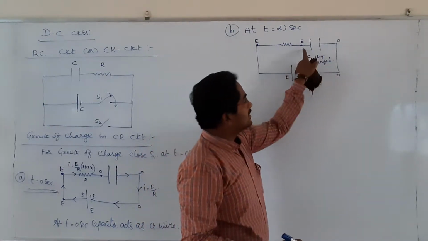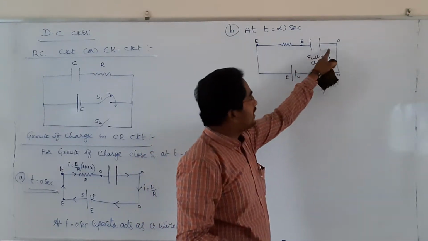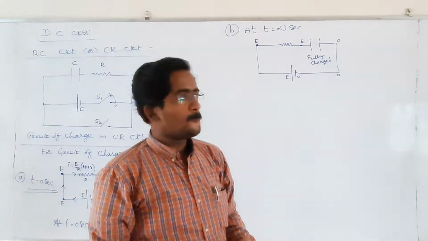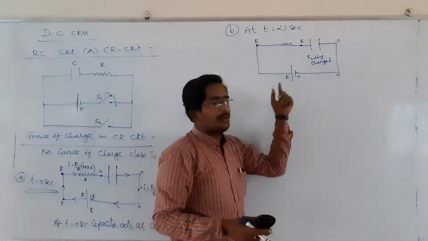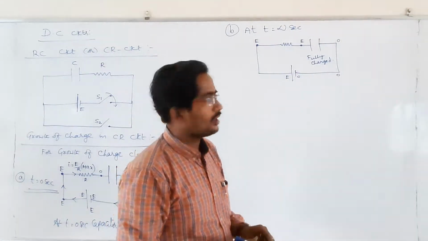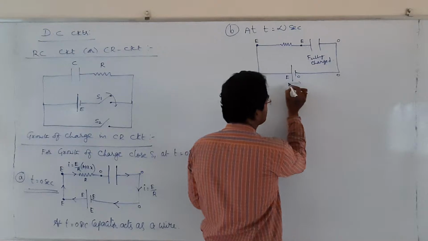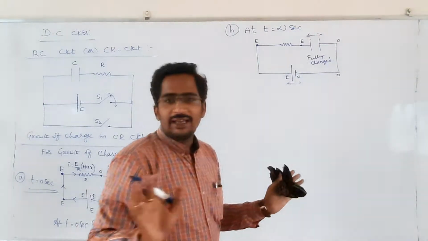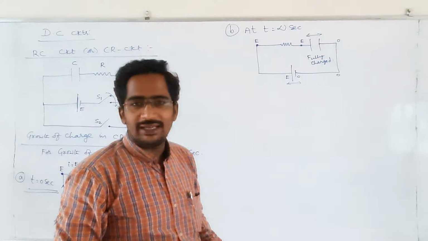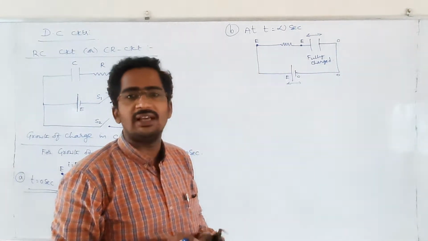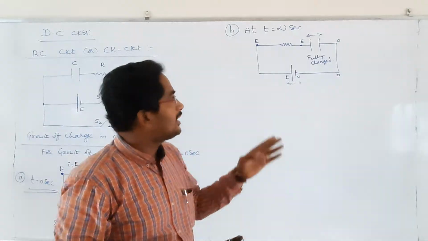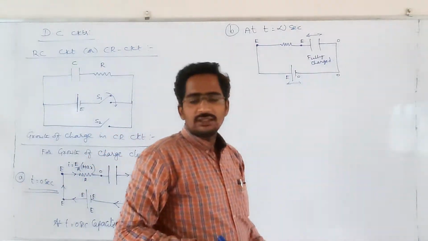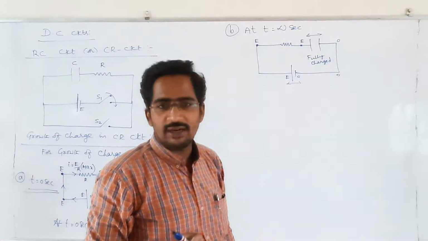What is the potential difference across the capacitor plates here? E minus 0, that is E. What is the potential difference across the battery terminals? E. So this potential difference and that potential difference are equalized. Whenever both are equalized, the capacitor is fully charged. At that moment, the charge stored on the plates is maximum.